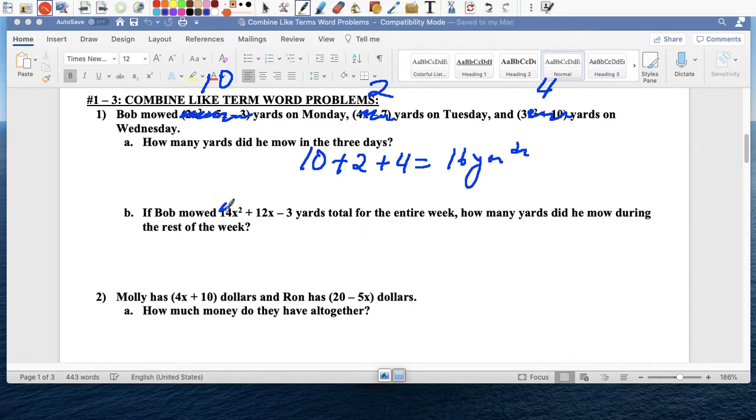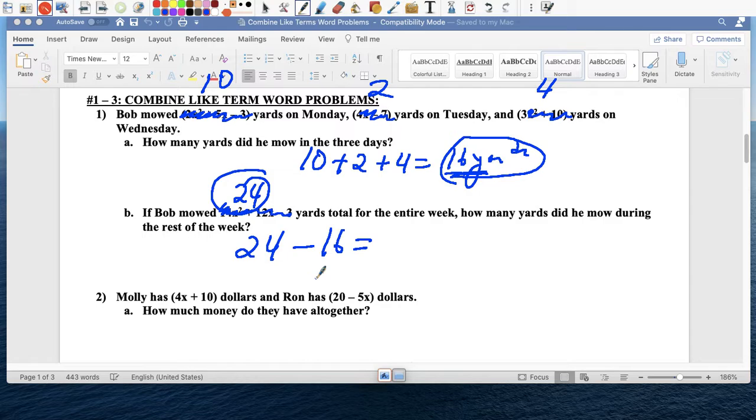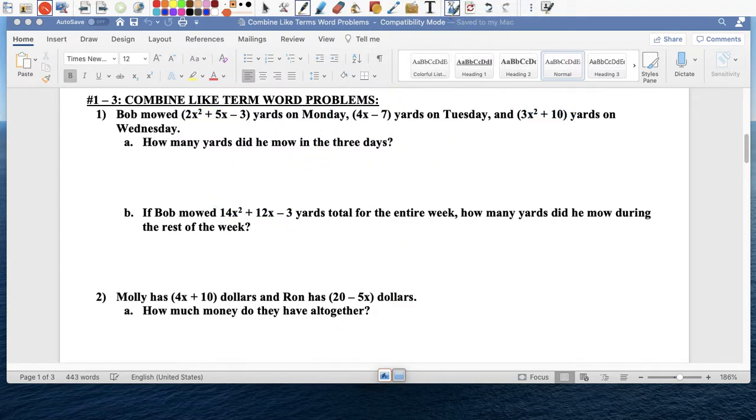So, and I'm going to change this. If he mowed 24 yards for the whole week, how many did he mow for the rest of the week? Well, the whole week was a total of 24, minus what we know he did on Monday, Tuesday, and Wednesday, which was 16. It's 24 minus 16, so it's 8, right? So the rest of the week, he did 8 yards. It's the same idea, but with expressions.